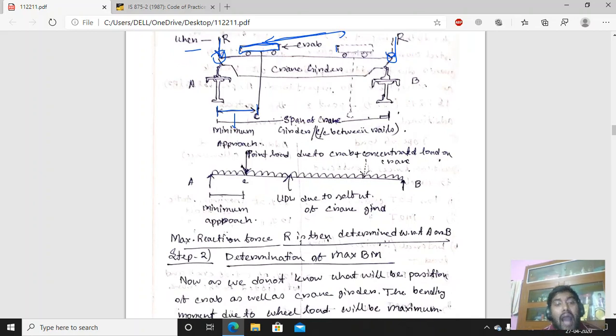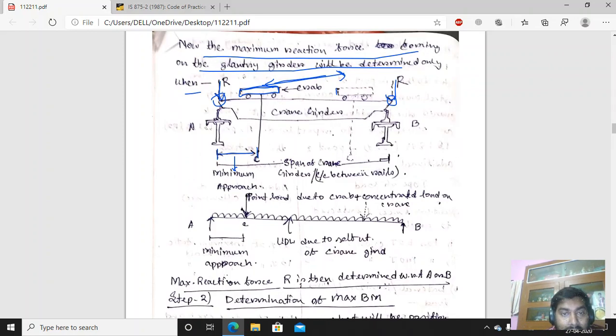That means how much minimum approach has to be specified. The minimum approach will be given in your problem. What is the minimum approach? If the crab is placed on the crane girder at a minimum approach from the face of the Gantry girder, then the maximum reaction force will be coming to the wheel. Now let us take that into a loading pattern. So this is the loading pattern.